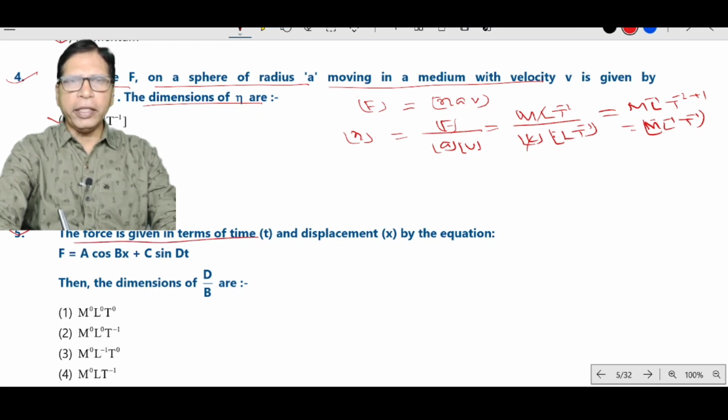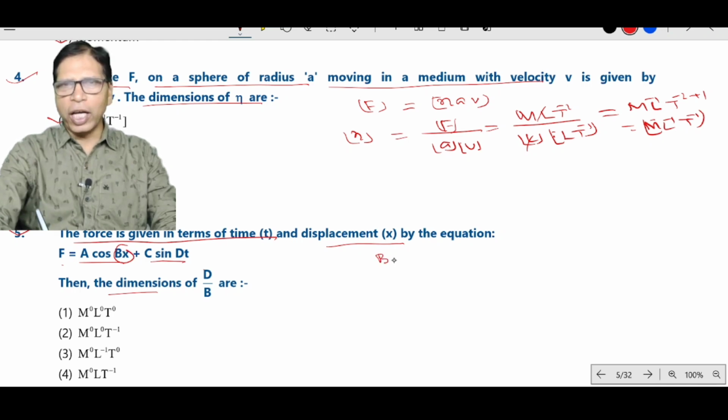The force is given in terms of t and displacement x by the equation F equals A cos bx plus C sin dt. Then the dimension of d by b. Look at this, bx is the angle. So bx has no dimension. So b into L equal to what? So the dimension of b is equal to L^-1.